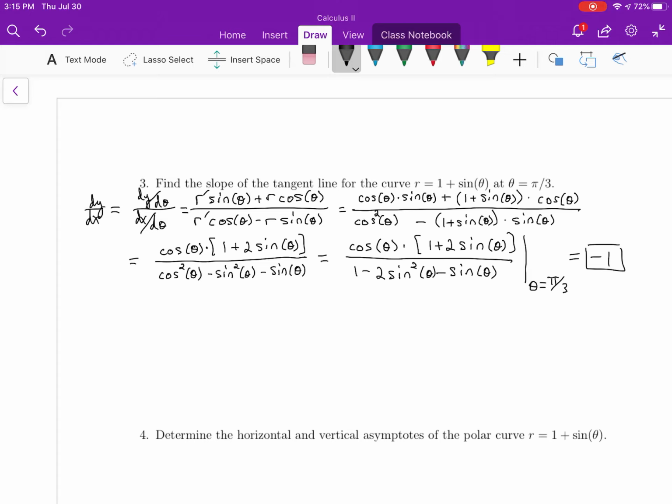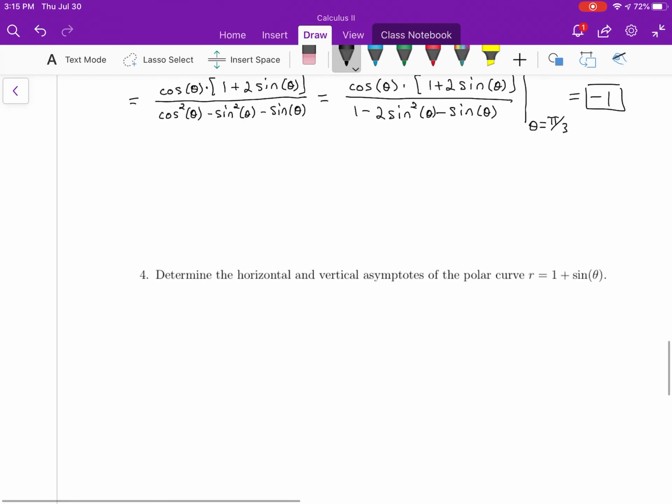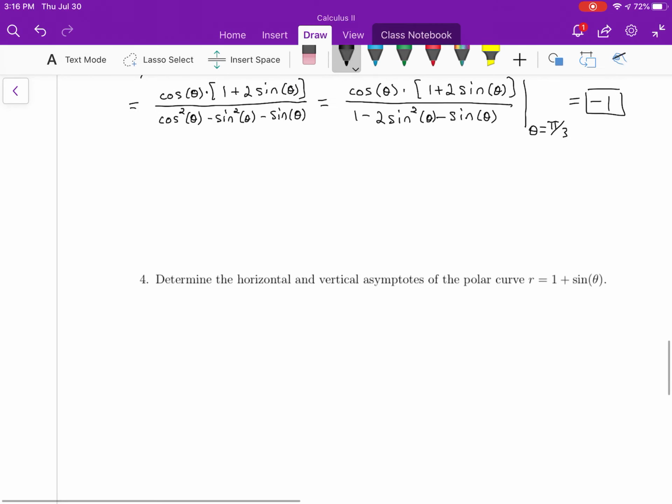For problem 4, we want to determine the horizontal and vertical asymptotes of the polar curve r equals 1 plus sine theta. Notice that's the same polar curve that we just used in problem 3. So we'll likely find the simplification effort that I went through to be useful at this point. So let's go ahead. Horizontal asymptotes.